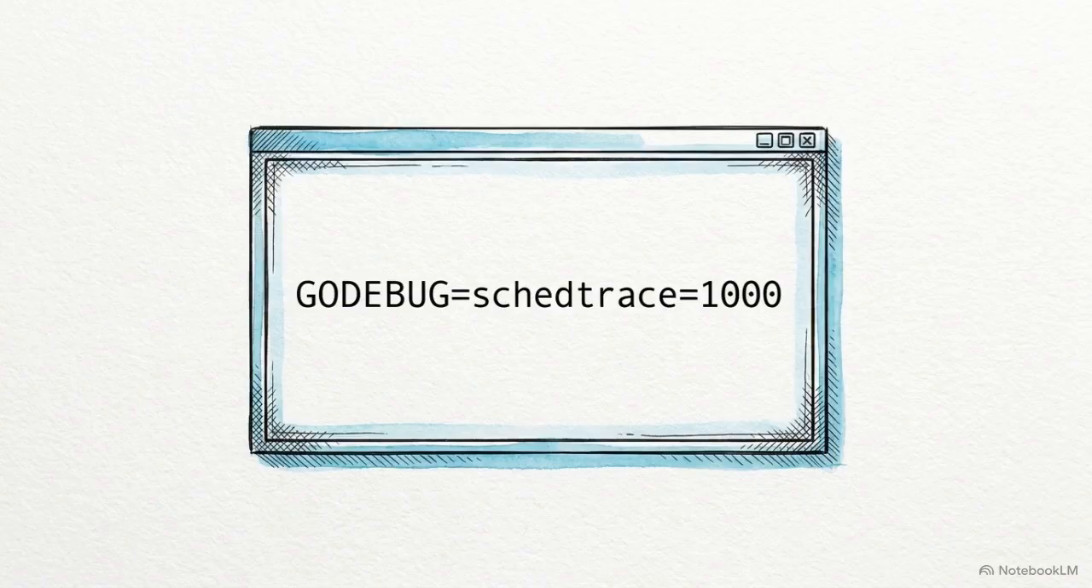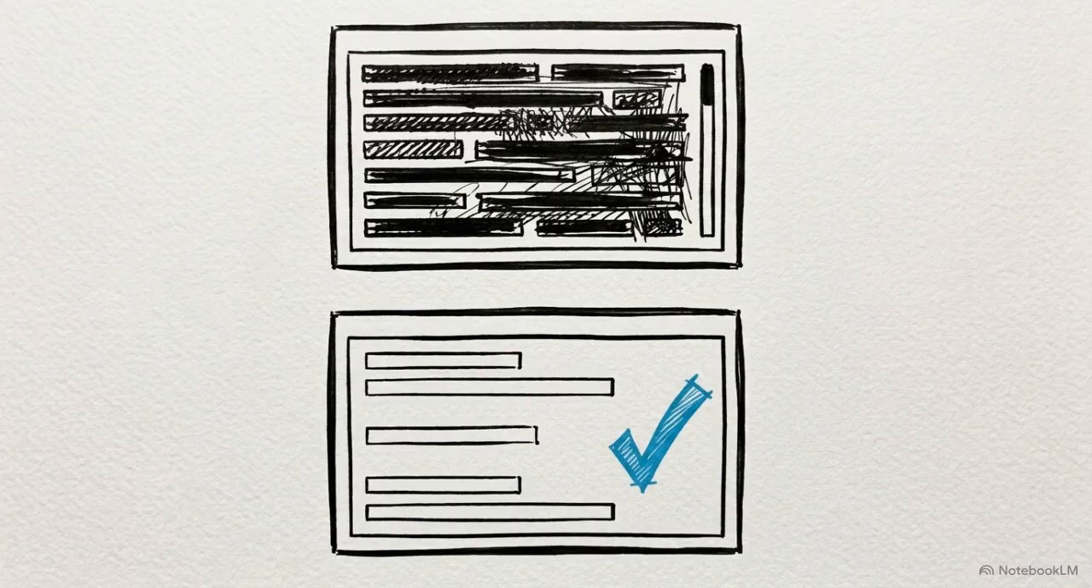Go provides a telemetry tool called schedtrace for this purpose. We activate it by running our app with the environment variable GODEBUG=schedtrace. This allows us to compare the original 500 worker run against our new, right-sized version.